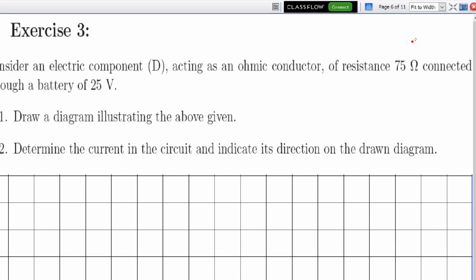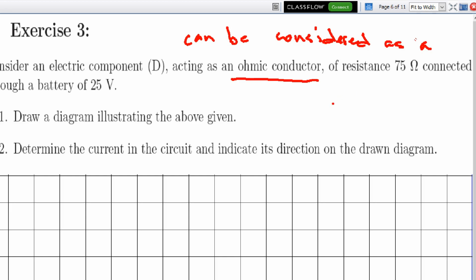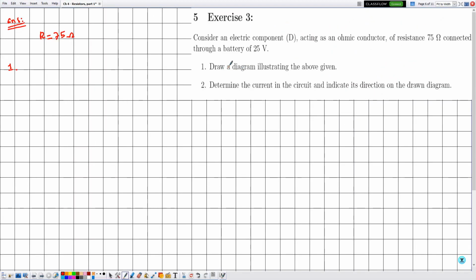Here, let me explain what is meant by ohmic conductor. Ohmic conductor means that the electric component D can be considered as a resistor. So I repeat that the word ohmic conductor means it can be considered as a resistor. In number 1, they are telling me draw a diagram illustrating the above given.